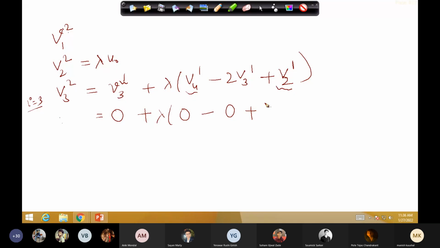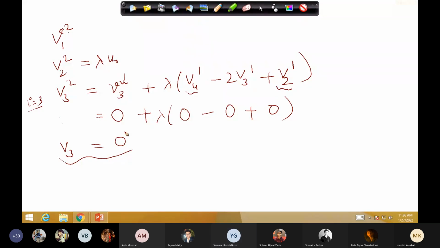So V31. Wait. Let me see. I have V32. This is fine. This is V31, which is fine. Lambda times 3 plus 1, 4 V41 minus twice I is 3. So V31, this is fine. Plus 3 minus 1, 2. That is V2. Okay, 0. Fine. Just check whether it is correct or not. Are we getting V30? Fine.